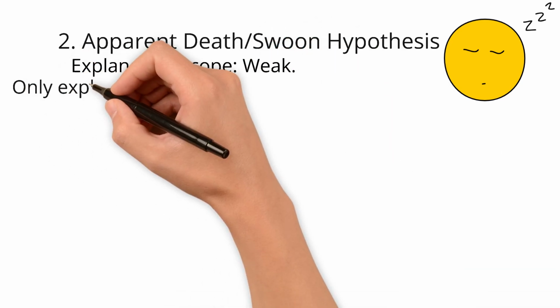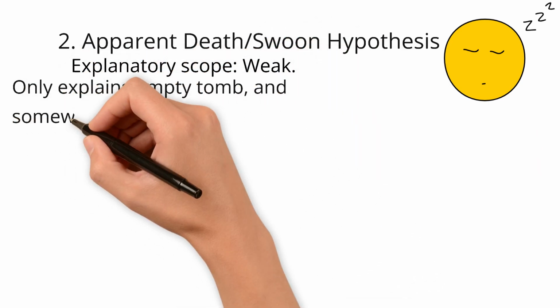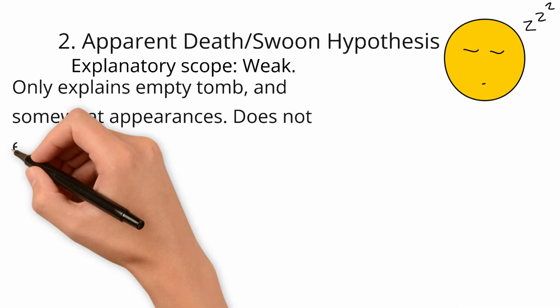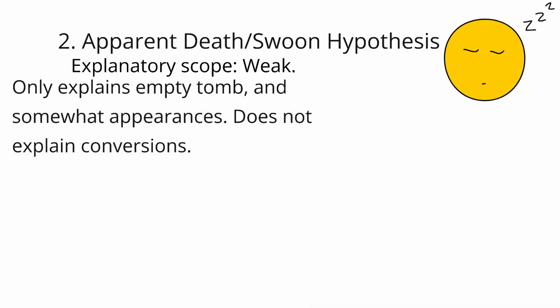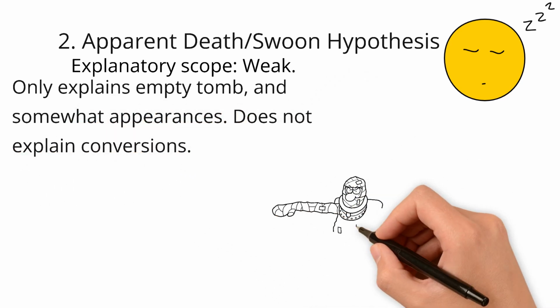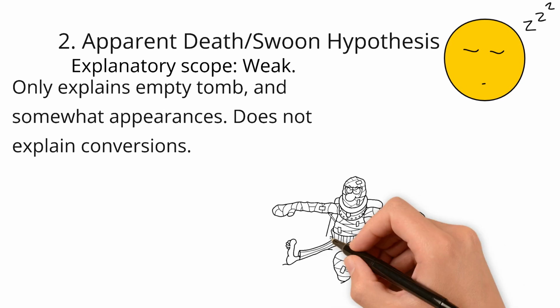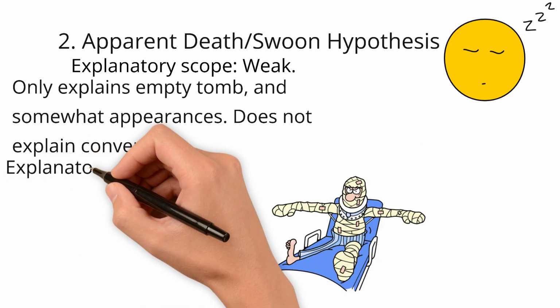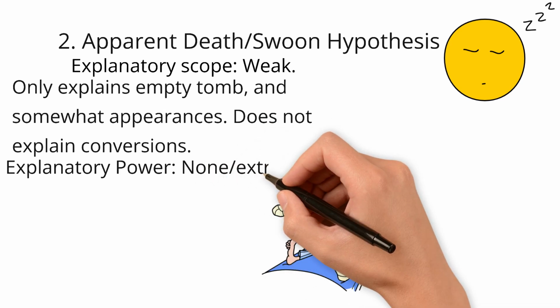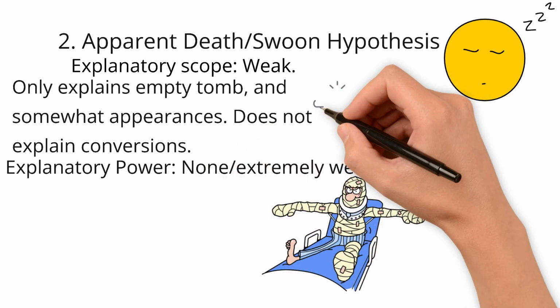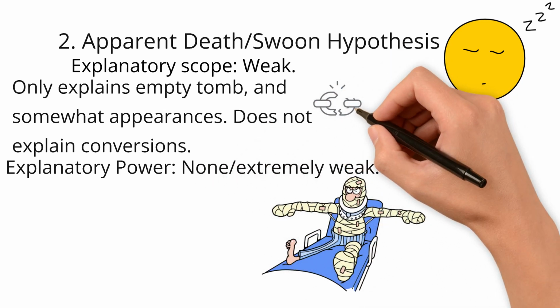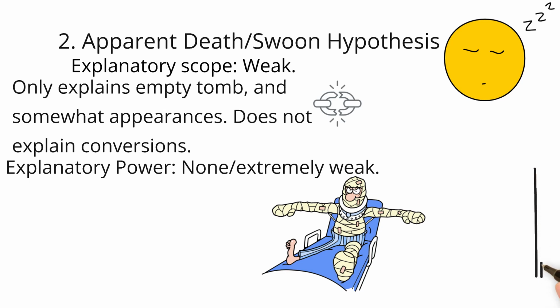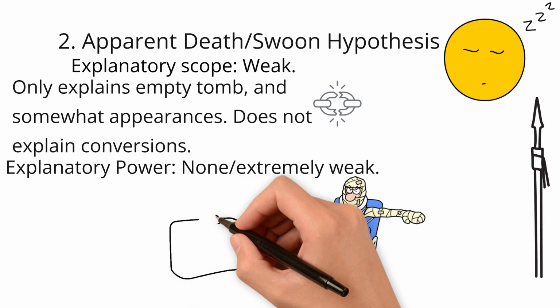This theory has weak explanatory scope. It would explain the empty tomb and somewhat the appearances of Jesus to the disciples. It does not explain the conversion of James, Saul, and other enemies or skeptics of Jesus. Unfortunately for this hypothesis, it provides no explanatory power. First, there's no evidence that Jesus survived the crucifixion, and many independent evidences that he did die from the crucifixion.